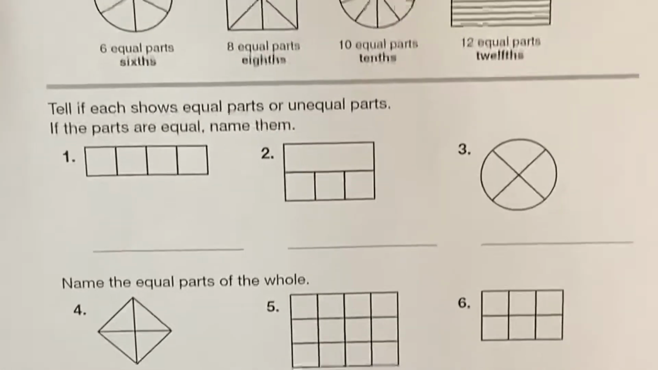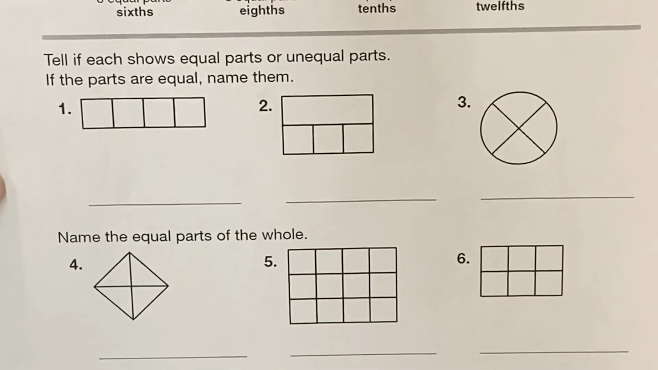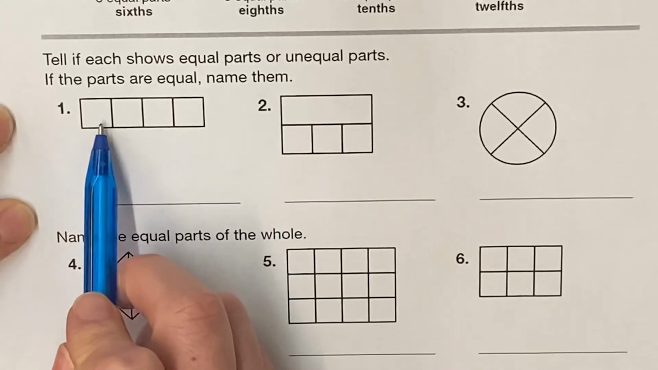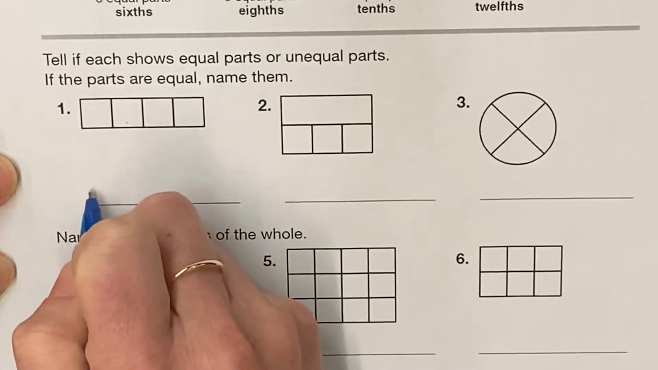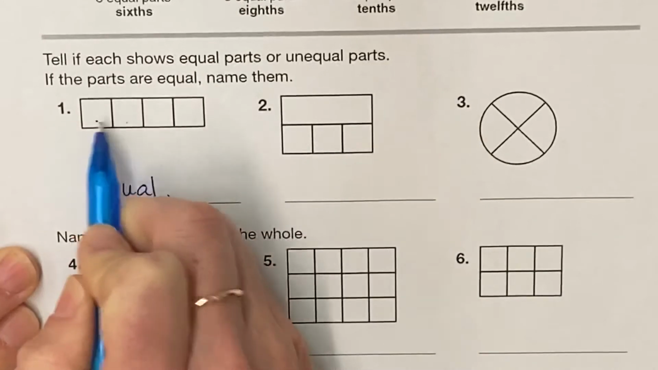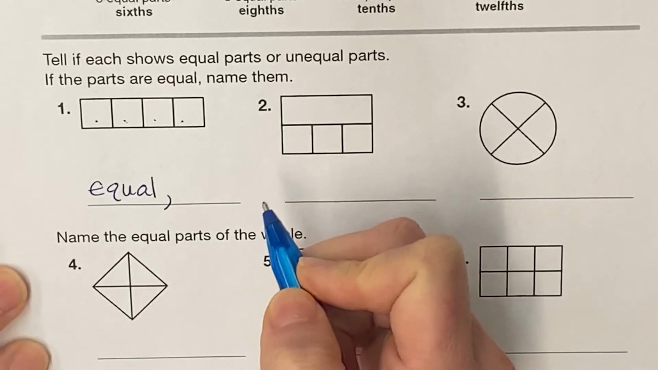Okay, so on the bottom, we're going to start by just telling if each region shows equal parts or unequal parts. If the parts are equal, we're going to name the parts, meaning we're going to call them halves, thirds, fourths, fifths, depending on how many parts there are. So number 1, it looks like this region is divided equally. So we're going to write equal. And it has 1, 2, 3, 4 equal parts. So I'm going to call those fourths.